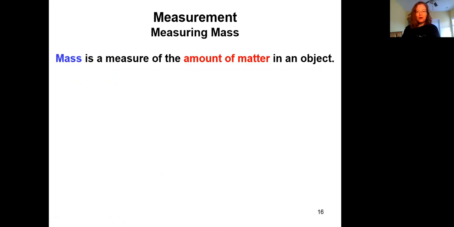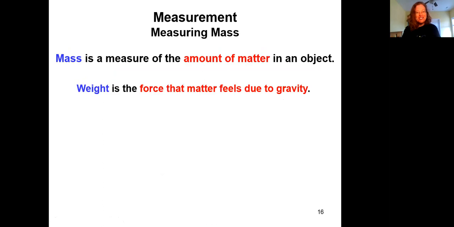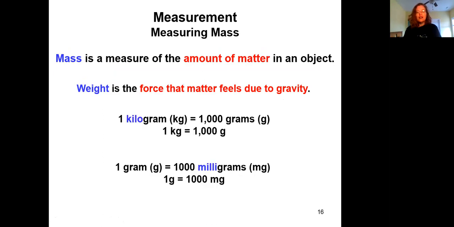We talked about mass before. We're going to talk now about measuring mass. Mass is a measure of the amount of matter in an object. It's similar to weight. The difference is that weight is the force that matter feels due to gravity. Instead of talking about things' weights, because in theory, for example, my mass will be the same whether I'm here on planet Earth or if I go to the moon. My weight, however, will change.